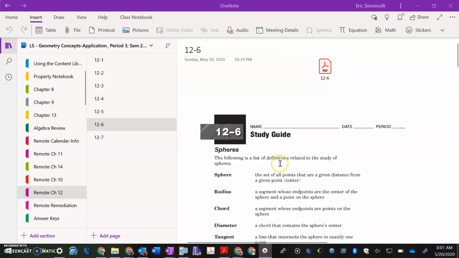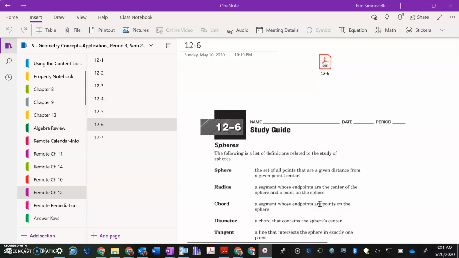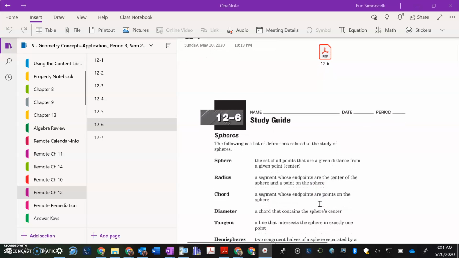The following is a list of definitions related to the study of spheres. You very likely know what a sphere looks like, but here's the definition. The set of all points that are a given distance from a given point called the center. Radius, as you again know, a segment whose endpoints are the center of the sphere and a point on the sphere. So instead of a circle, obviously, we're extending the radius to a sphere.